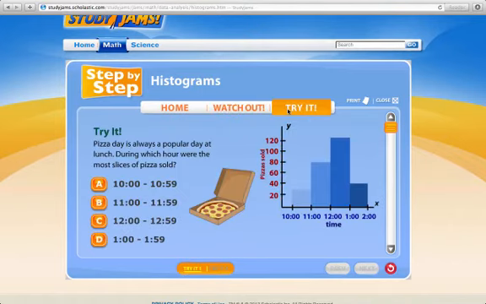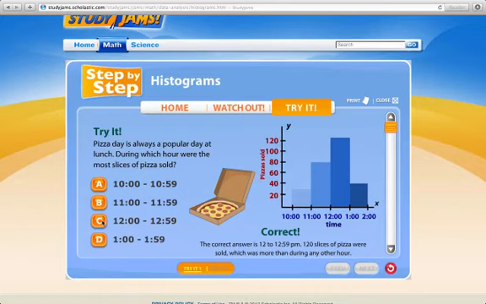Pizza day is always a popular day at lunch. During which hour were the most pizzas sold? You got it! The correct answer is 12 to 12:59 p.m. 120 slices of pizza were sold, which was more than during any other hour.